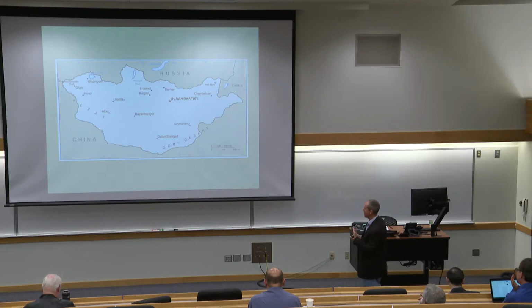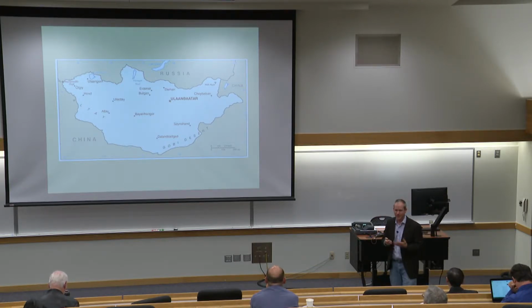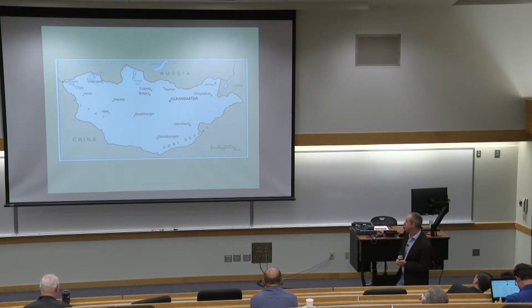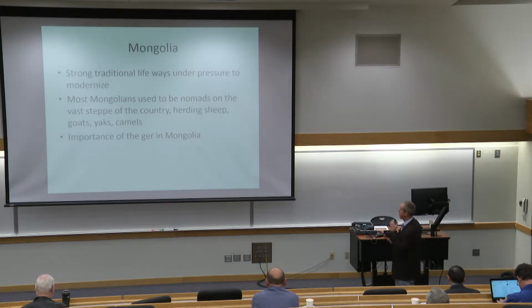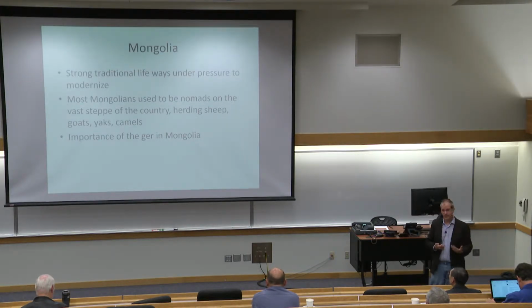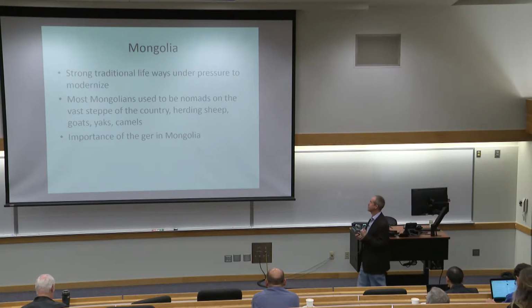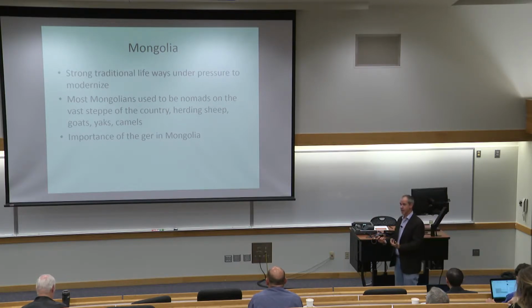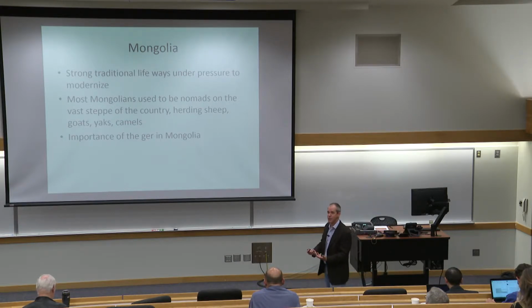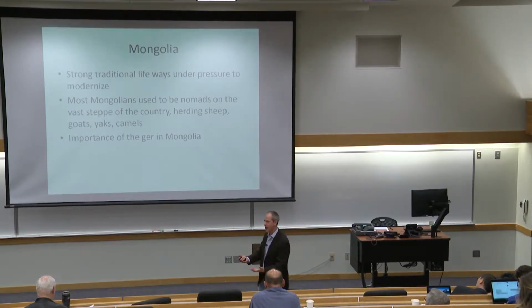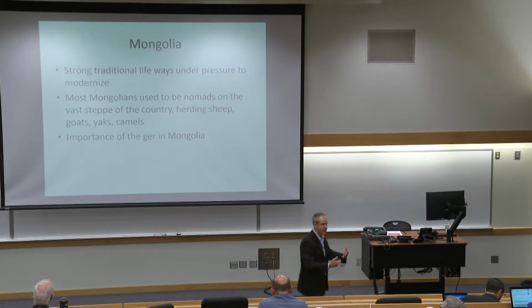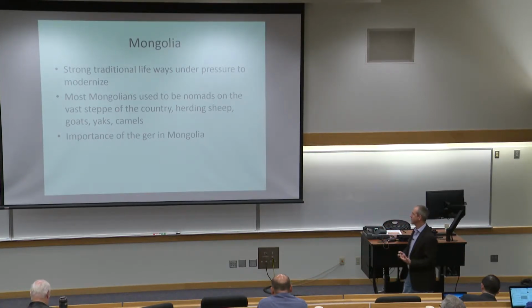And with the end of communism, or not the end of communism, but the end of the Soviet rule in the late 1980s, Mongolia got the chance to go through some democratizing processes and begin to open up its markets. This is a story of a country that for thousands of years has had a very strong traditional life way of nomadic herding. It is one of the few countries today where you can find half the population still involved in nomadic herding, following their herds to the best pastures, to the best watering areas throughout the country.